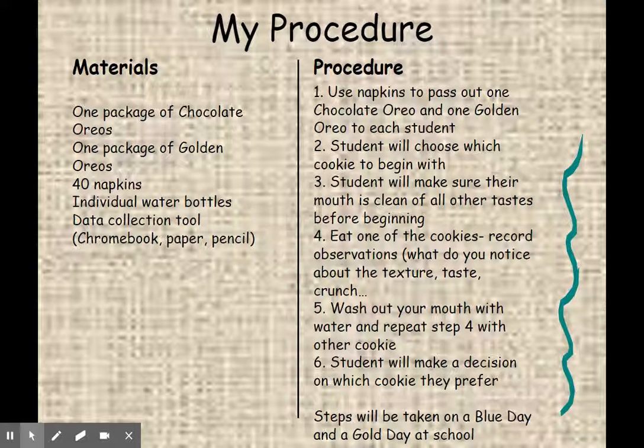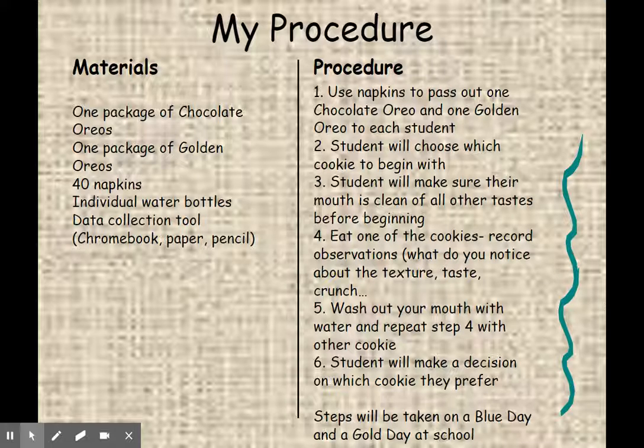I plan to use a napkin for the golden Oreo and a napkin for the chocolate Oreo, but still 40 is more than enough. I want everyone to have their own water bottles, and I need to have paper or pencil or a Chromebook or a smartboard or something for me to collect information.